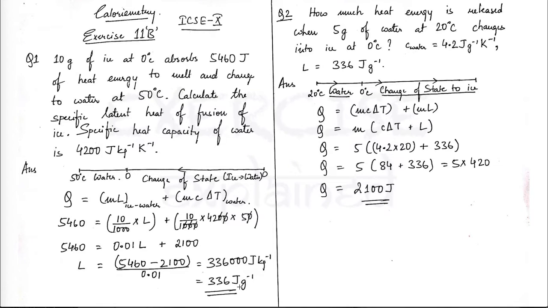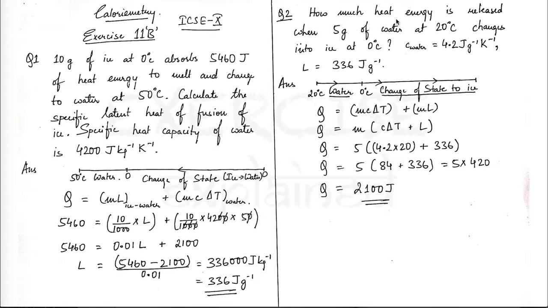Coming to question number 2, exercise 11B, calorimetry. How much heat energy is released when 5 gram of water at 20 degrees Celsius changes into ice at 0 degrees Celsius. Specific heat capacity of water is 4.2 joules per gram per Kelvin. Latent heat is 336 joules per gram.